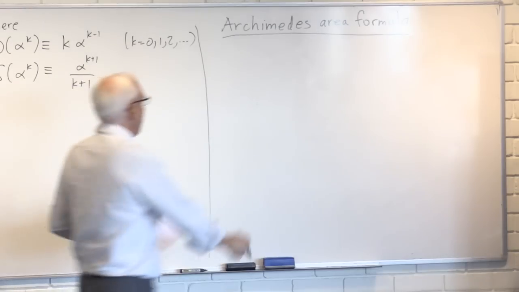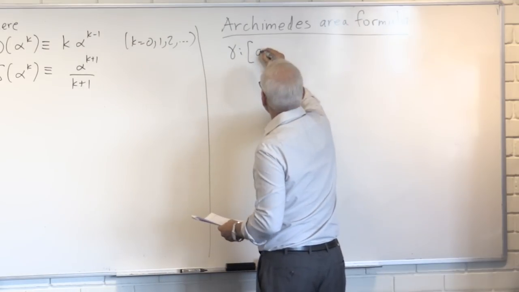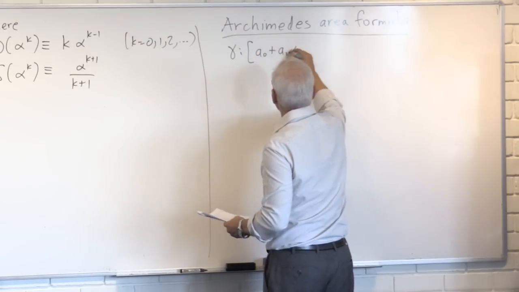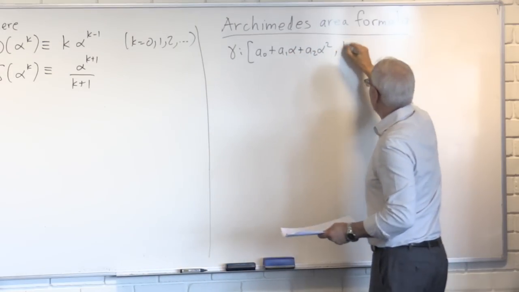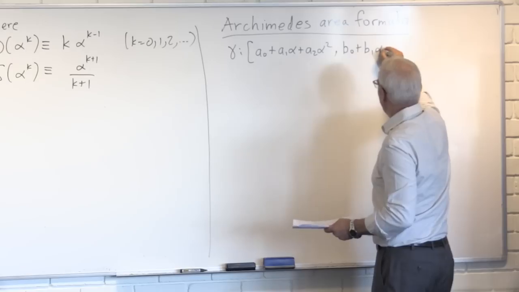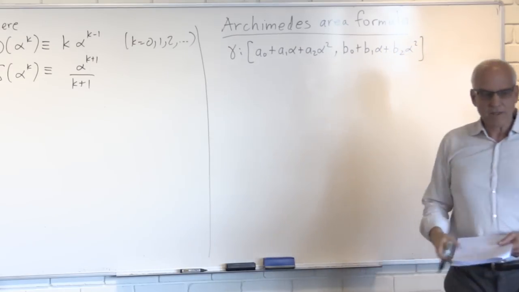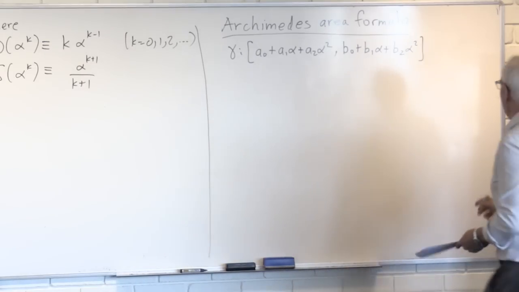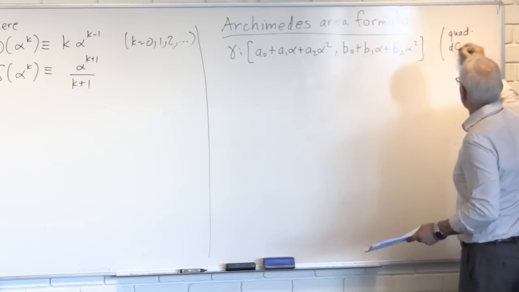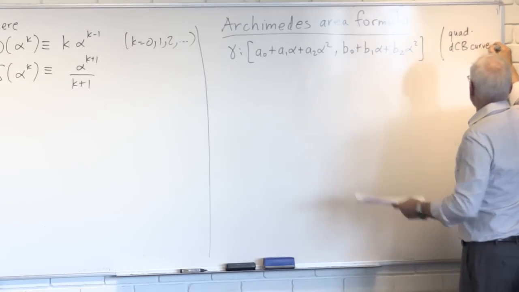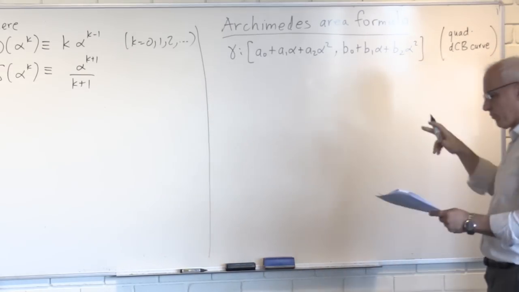Okay, so I will start with a quadratic curve, and I'll use the same kind of notation. Let's say a0 plus a1 alpha plus a2 alpha squared. I like to use alpha as my variable, and b0 plus b1 alpha plus b2 alpha squared. So it turns out that this is the general de Casteljau Bezier quadratic curve. It's just a little bit of linear algebra to convince yourself that such a curve is exactly the same as a de Casteljau Bezier quadratic curve with three control points.